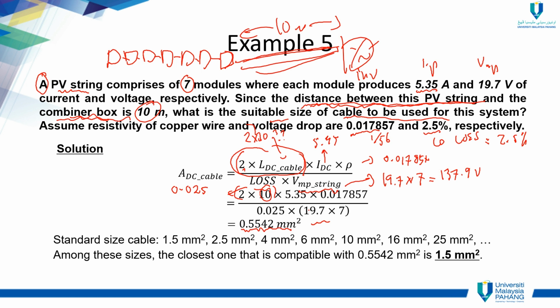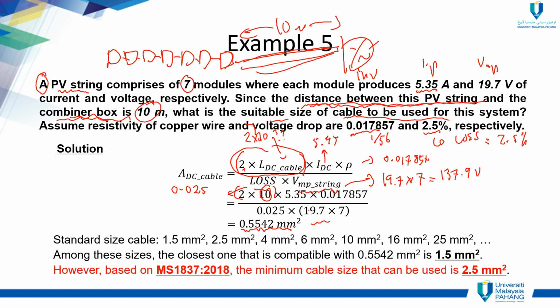Among these sizes, the closest one that is compatible with 0.5542 meter square is 1.5 millimeter square based on this calculation lah. Betul tak? Semua pun setuju dengan 1.5 kan? Akan tetapi kan, aku tetap terminate korang. Sebabnya, kita tertakluk kepada satu kitab. So, based on the Malaysian standard with the code of 1837-2018, ini sama sekali, standard yang sama untuk 3% allowable voltage drop. Okay. The minimum cable size that can be used is 2.5.